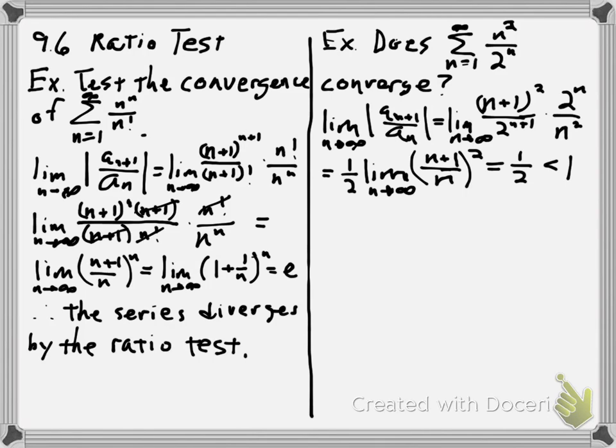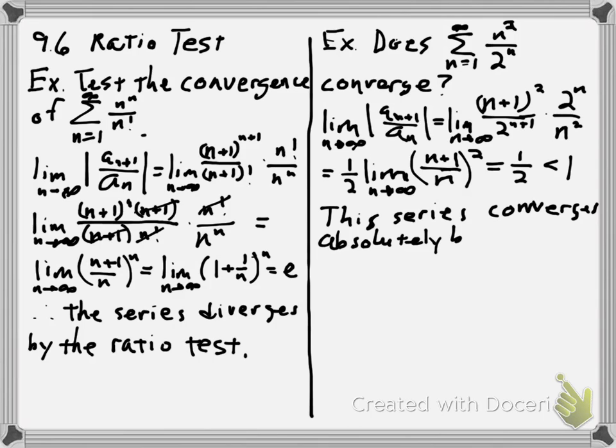This limit turns out to be a half. This is, of course, less than 1. So we conclude that not only does this series converge, it actually converges absolutely. And whether we state absolute convergence or convergence, we're still correct. I'll just state that this series converges absolutely by the ratio test.